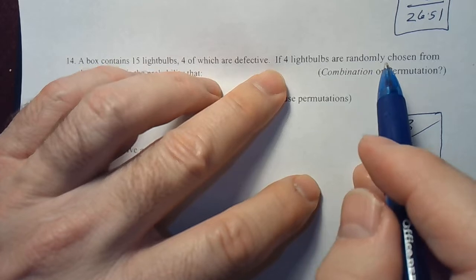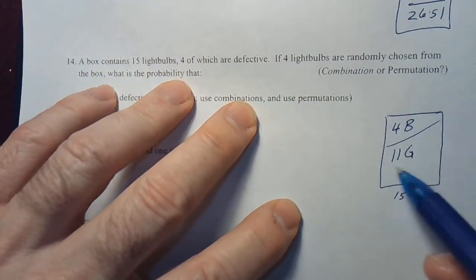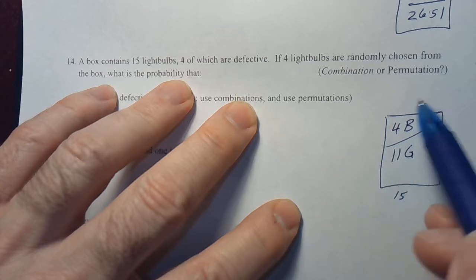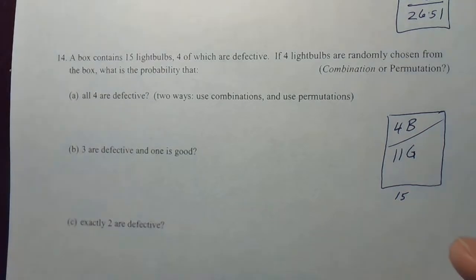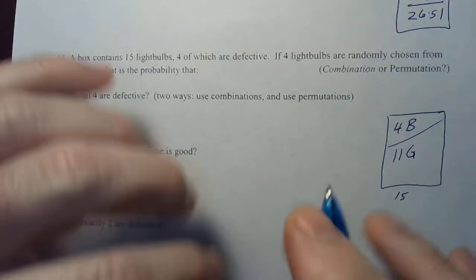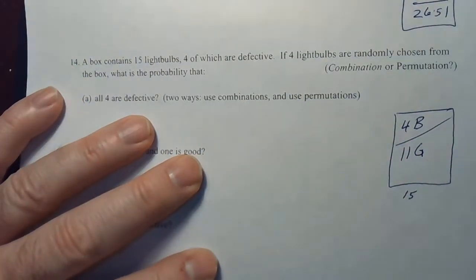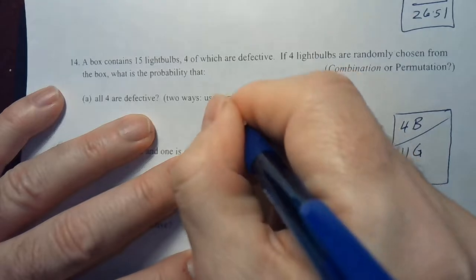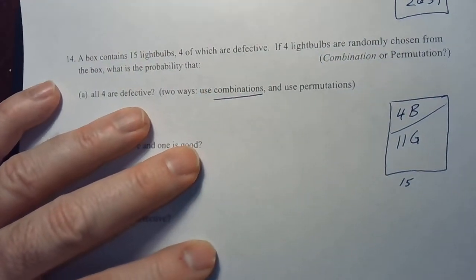If 4 light bulbs are randomly chosen from this box, so I already know what the denominator is going to be, find the probability that all 4 are defective. It says do it in 2 different ways, using combinations and permutations. I think I'm just going to use combinations. We'll see how it works out.